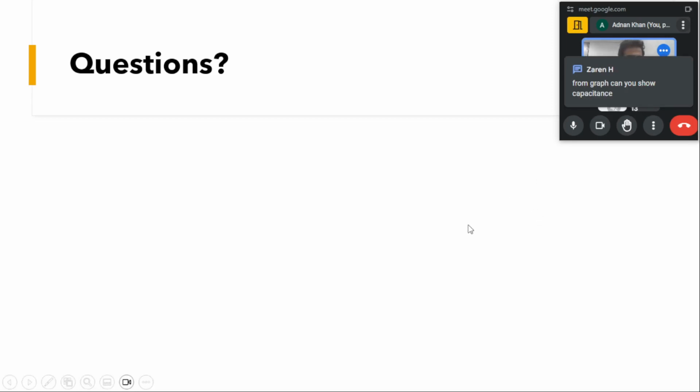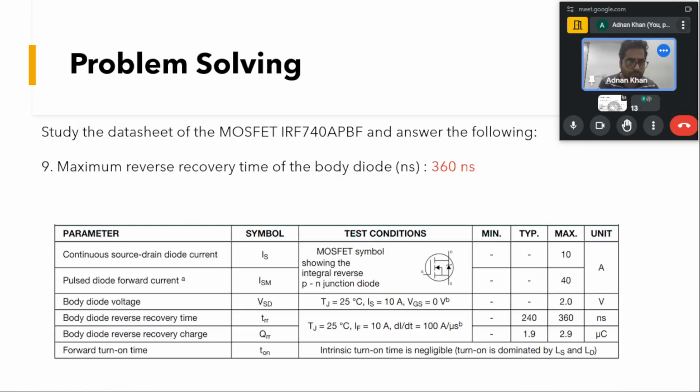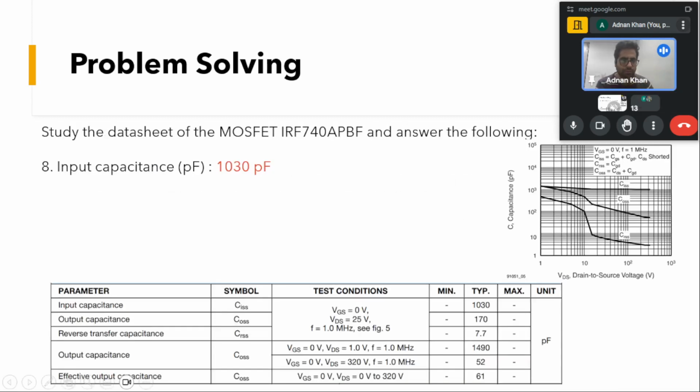From the graph, can you show the capacitance? So if you can see here, it is given CISS.